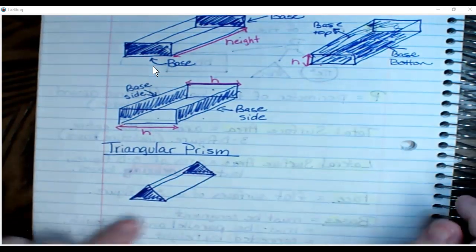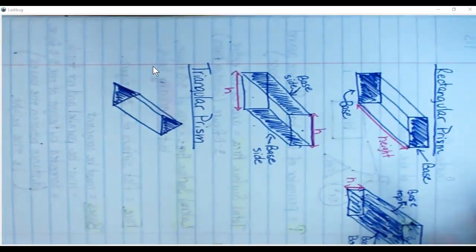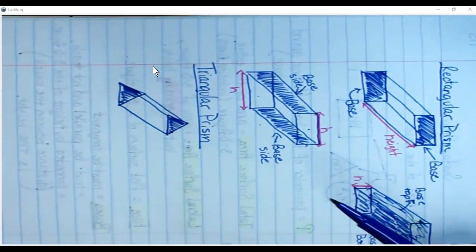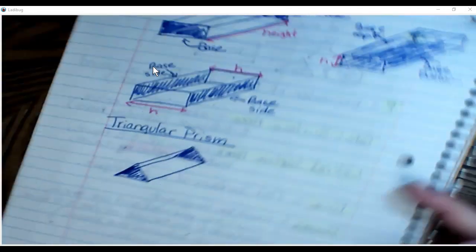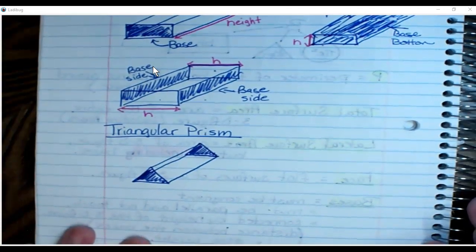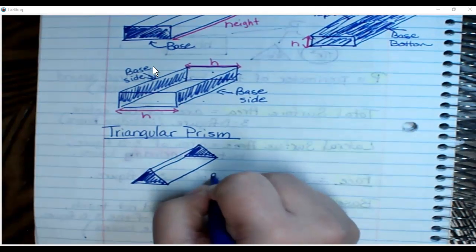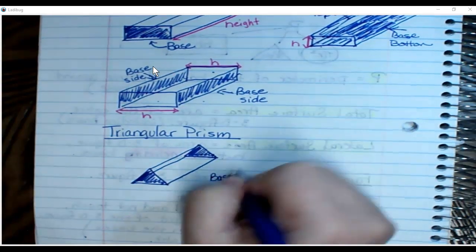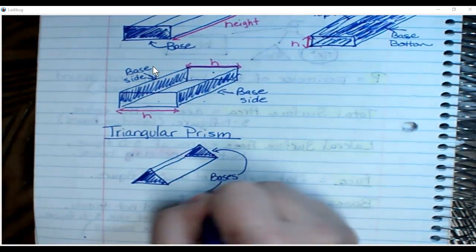Now remember, a prism could be turned around. I could also have it laying on its side. It's still a triangular prism, no matter which way we turn it. It has two triangular bases. Okay?